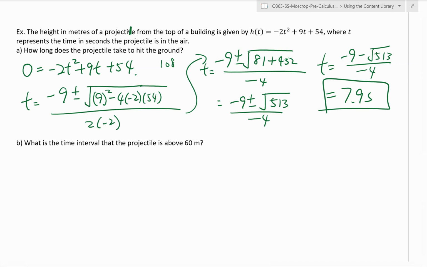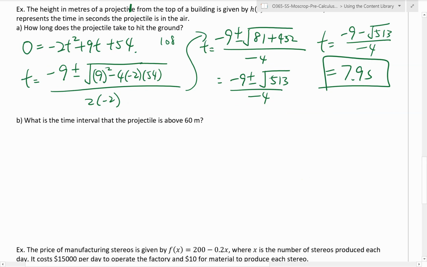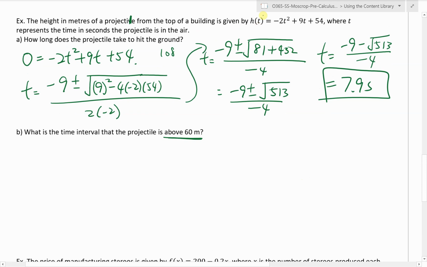Part B, what is the time interval that the projectile is above 60 meters? So now, here is the question. Because we are looking at the height above 60, so we want height to be at least 60. Therefore, well, it's not an equation anymore. We'll end up with an inequality, -2t squared plus 9t plus 54. We want this to be above 60, so we don't actually include 60 as well. So above 60 means bigger than 60. Okay, not including 60. We want it above 60.